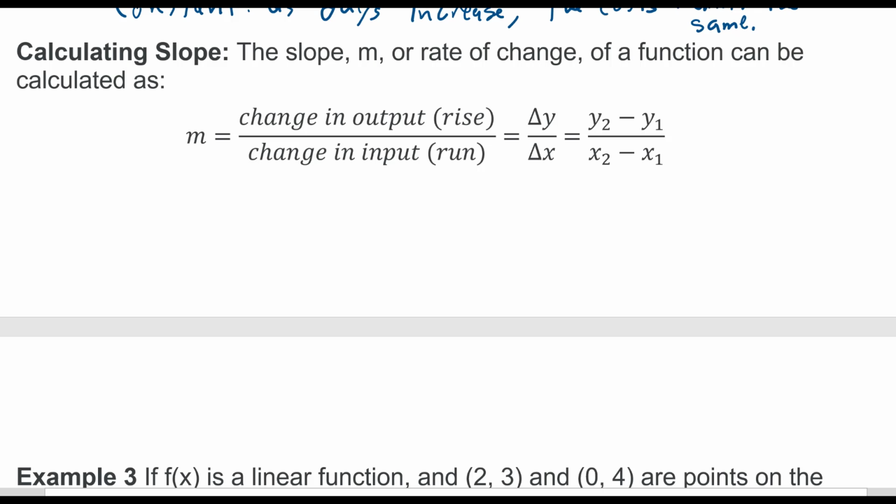Now in any ordered pair, you can label whichever one x1, y1, and x2, y2, if I can say that. The point is, whatever y you start with on top, the corresponding x must be the one you start with on bottom.